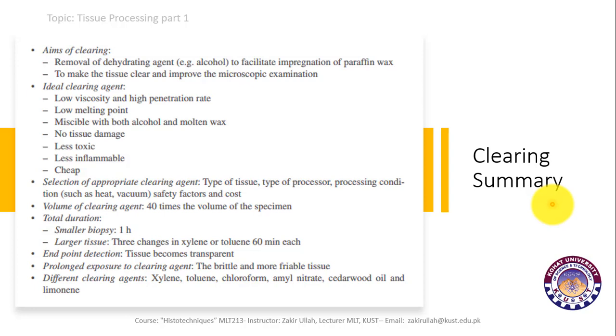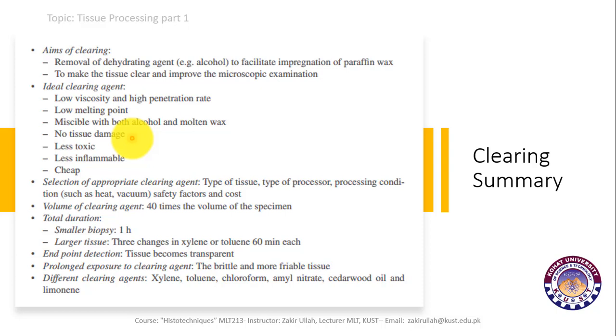This is the summary of the clearing. The aims of the clearing are to remove the dehydrating agent, to facilitate impregnation of paraffin wax, and to make the tissue clear and improve the microscopic examination. These are the aims. So, the ideal clearing agent must have low viscosity and a high penetration rate. It has a low melting point. It should be miscible with both the alcohol and the molten wax. It should not damage the tissue and it should be less toxic and less inflammable, as well as cheap.